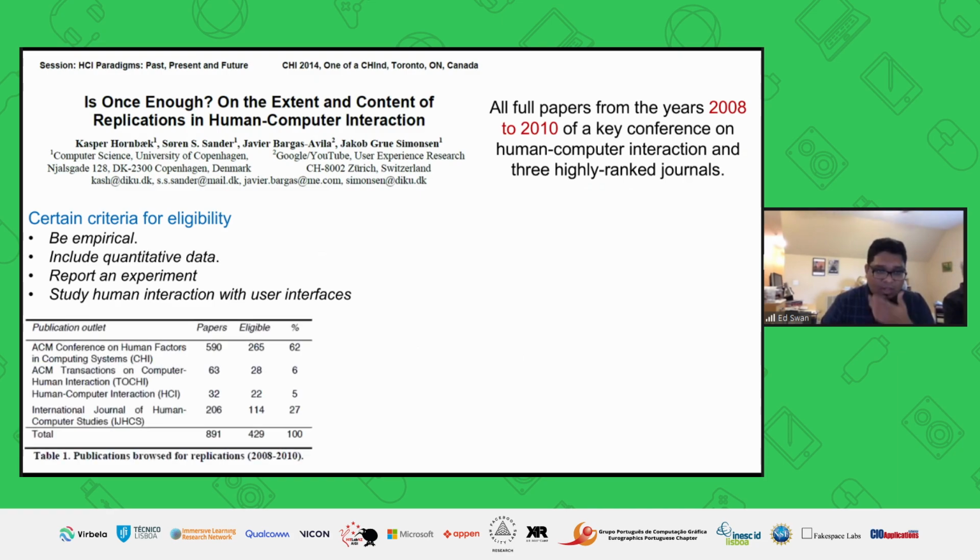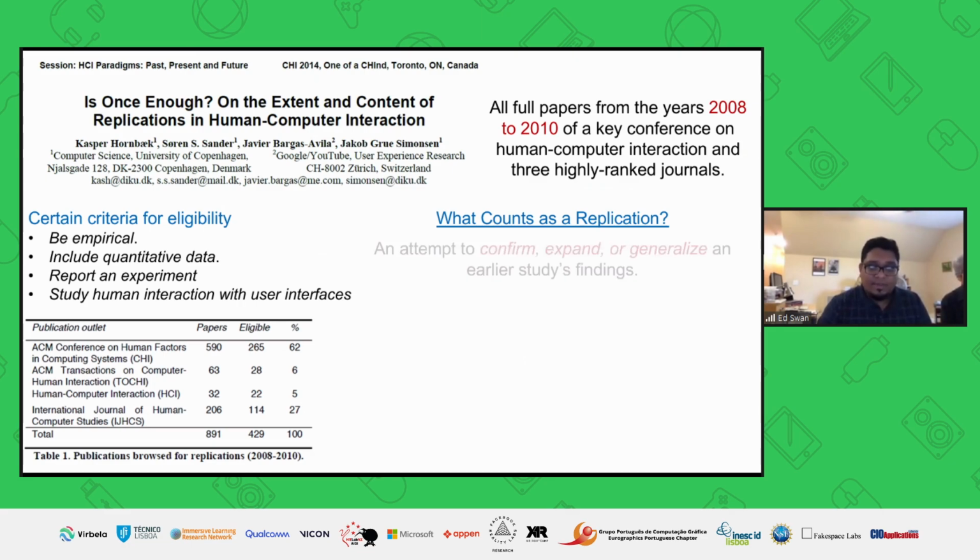Based on the criteria, they started exploring the replication research. They provided this table, and you can see that they considered some highly ranked human-computer interaction venues, the CHI conference and journals, including the International Journal of Human-Computer Studies. From the table, you can see that there are 891 papers in total, and among those 429 are eligible. From the total papers, based on their criteria, they have the eligible papers. Then how did they collect the replication papers from the eligible papers? That's the question. They mentioned that when a study tried to confirm, expand, or generalize the earlier study's findings, they counted that as a replication. Based on that, they extracted the replication studies from the eligible studies. So at first they have the total papers, then the eligible papers, then the replication papers.